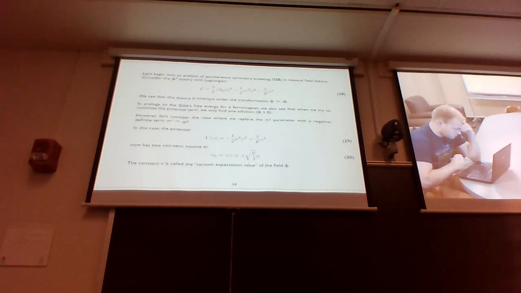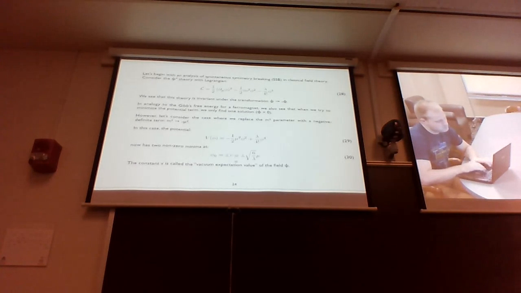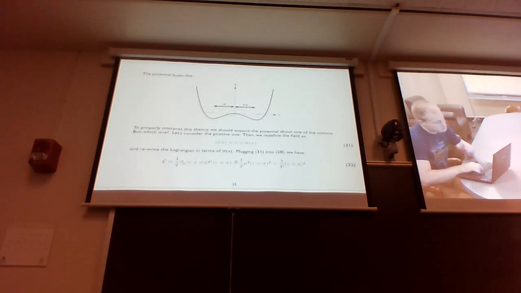Okay? And there's no good reason for doing this. It's just that I can do it, so I'm going to do it. So that means that my potential now looks like this, right? And if you actually try to minimize this potential, you see that it has basically two minima now instead of just one. It has two non-zero minima, and they occur at this value. And this value we call the vacuum expectation value of the field phi, right? So the potential looks like this, okay?